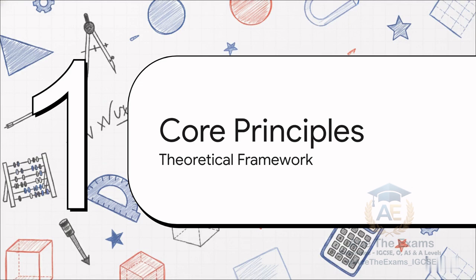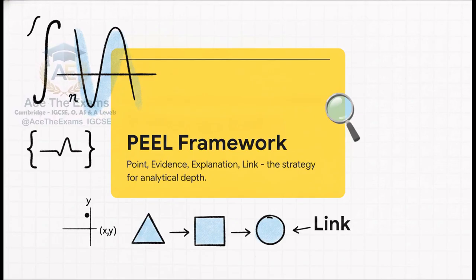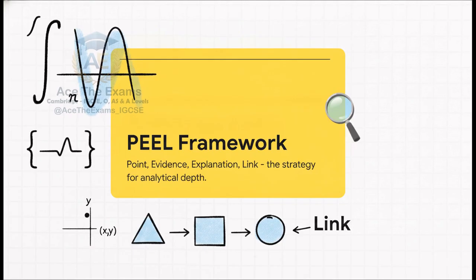Moving right along to Section 2, Radian core principles. Let's get into the theoretical framework. You see, top-performing students don't just memorize rules. They exhibit a deeply connected conceptual understanding that is completely transferable to any unfamiliar context the exam throws at them. Let's see how this builds into an actual actionable strategy. Introducing the Peel framework.